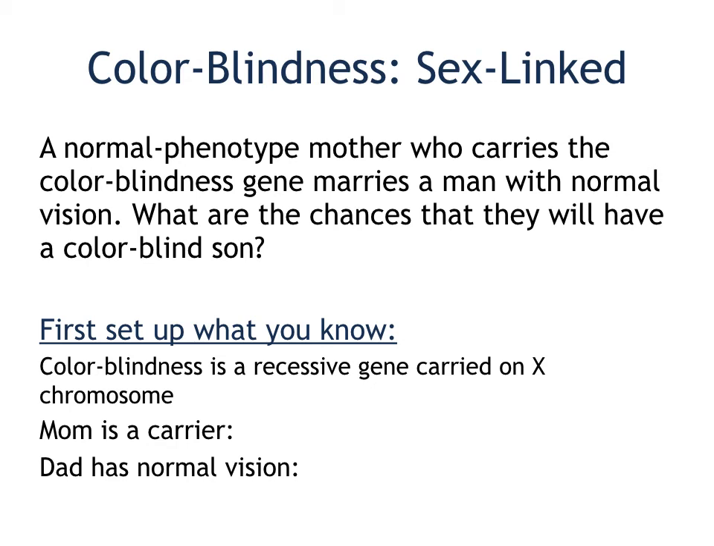So let's look at a normal phenotype mother who is a carrier for the color blindness gene, and she mates with a man who has normal vision. What are the chances that they will have a colorblind son? Okay, so let's set up what we know. We write that color blindness is recessive, carried on the X chromosome. Mom is a carrier, and dad has normal vision. So now figure out what those two genotypes would look like. Write it down, start to set up your Punnett square, and then move on and check to see if you did this correctly.